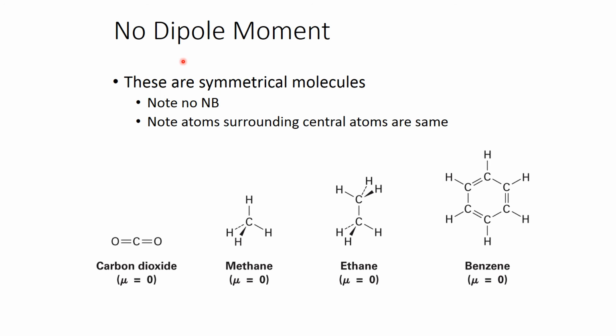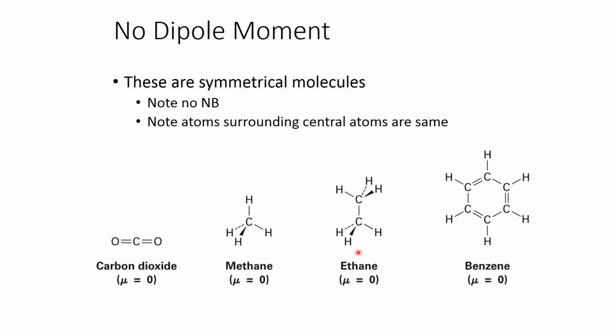Okay, where do you see no dipole moment? When you have a symmetrical molecule. What causes symmetry? To have symmetry in a molecule that causes no dipole moment, you have to have the same groups on either side of the central atom. So this carbon is a central atom, and the oxygen and oxygen are the same, and there are no non-bonding pairs on the central atom. So this molecule will be nonpolar. If I look at this one, all the atoms on the outside are the same, and there are no non-bonding pairs on the central atom, so it's nonpolar.